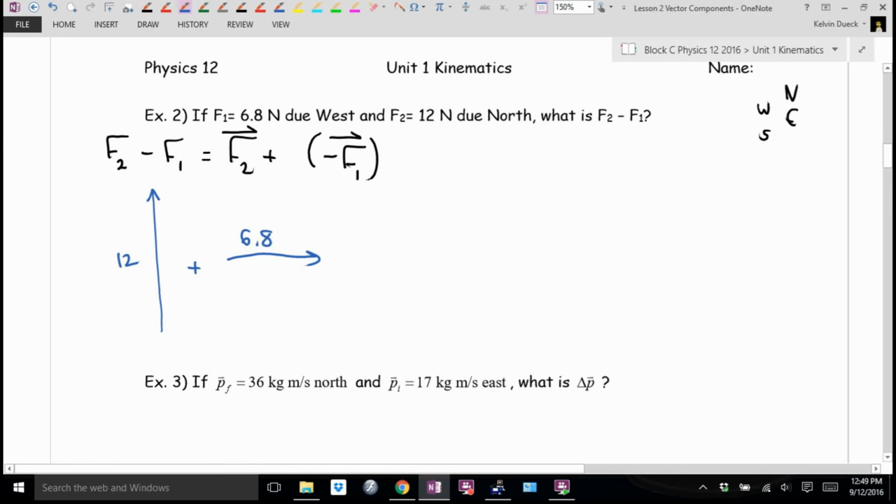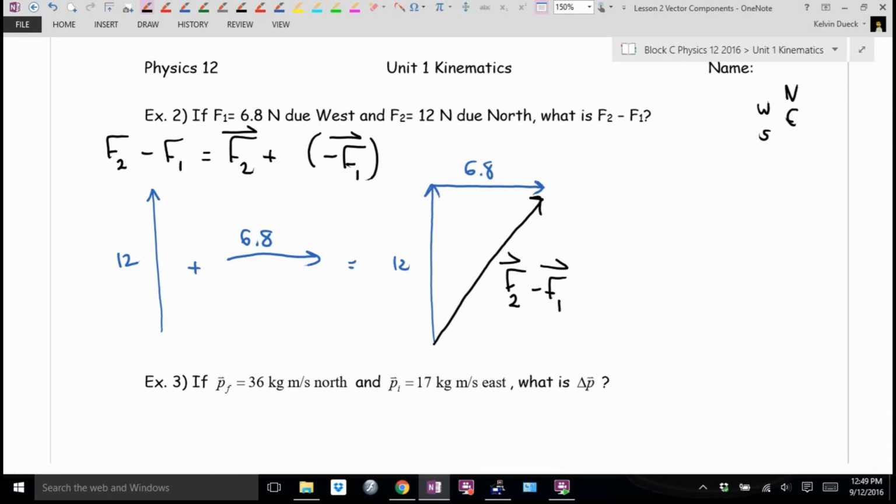There. I turned it into addition. Even though that is the subtraction of the vectors in the original equation, hey, how would I add these together, tip to tail? So it's going to look like this. 12, 6.8. This vector right here is whatever you would get if you went force 2 minus F1. That's what you're going to get. How do I solve this? Yes, Pythagoras, again. Yes, SOHCAHTOA trig, again.